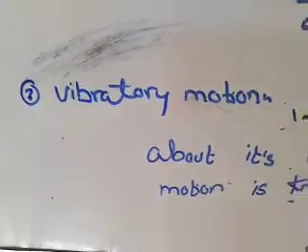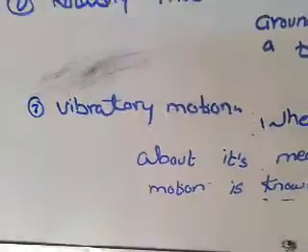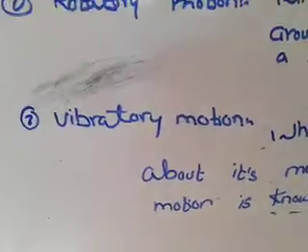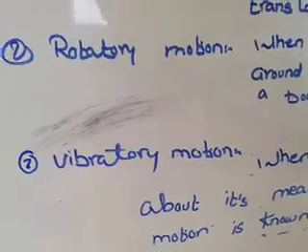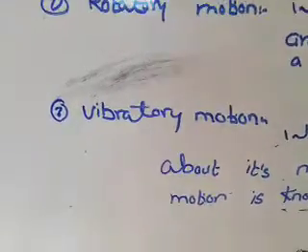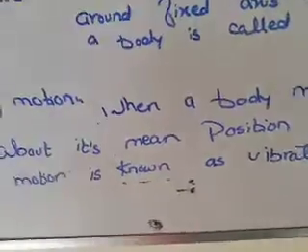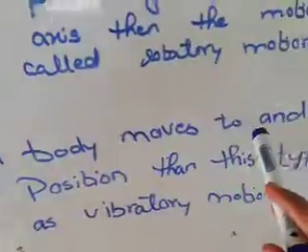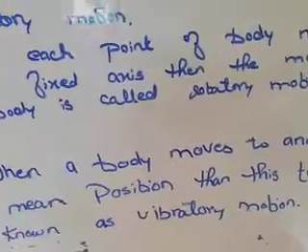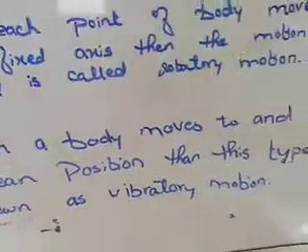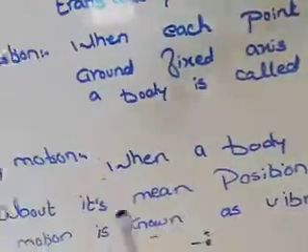The last type of motion is vibratory motion. So what is vibratory motion? A body that vibrates, for example your mobile ringing and vibrating, we say it is a vibratory motion. The specific definition is when a body moves to and fro about its fixed position, about its main position. अगर कोई body हरकत करेगी अपनी main position पे थरथराएगी, हरकत पैदा होगी, then this type of motion is called vibratory motion.